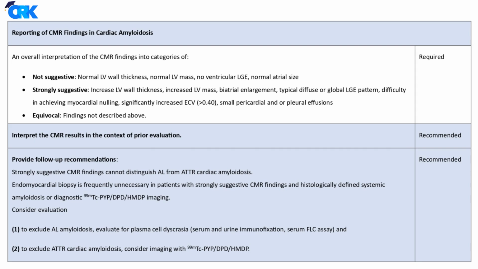In such cases, cardiac amyloidosis is unlikely. Strongly suggestive. These are the classic CMR features of cardiac amyloidosis. You'll see multiple abnormalities, including increased LV wall thickness, increased LV mass, biatrial enlargement, diffuse or global LGE pattern, difficulty achieving myocardial nulling, ECV greater than 0.40, small pericardial and/or pleural effusions. When these appear together, the diagnosis becomes highly probable.